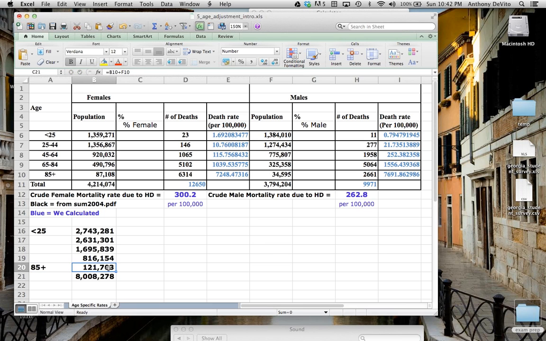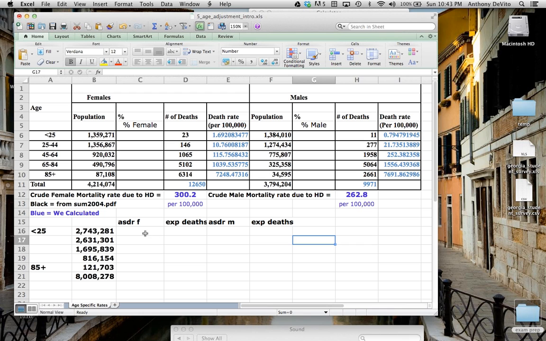Okay, these are the total populations, male and female. Now I'm going to apply the age-specific death rate for females to this population and get an expected number of deaths. Okay, and then I'm going to apply the age-specific death rate for males to the same population and get an expected number of deaths.